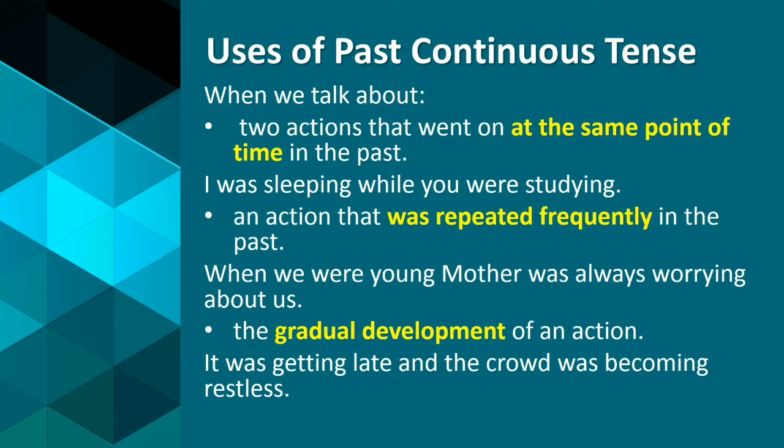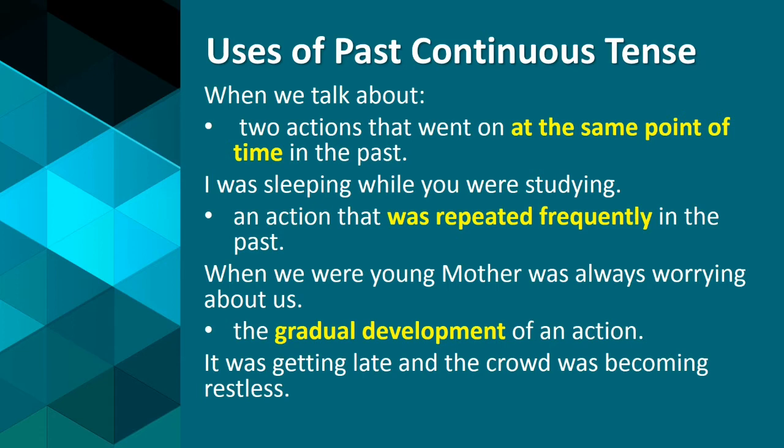When do we use the past continuous tense? We use the past continuous tense when we talk about two actions that went on at the same point of time in the past. Example, I was sleeping while you were studying. So both the actions were happening at the same point of time. I was sleeping and you were studying.